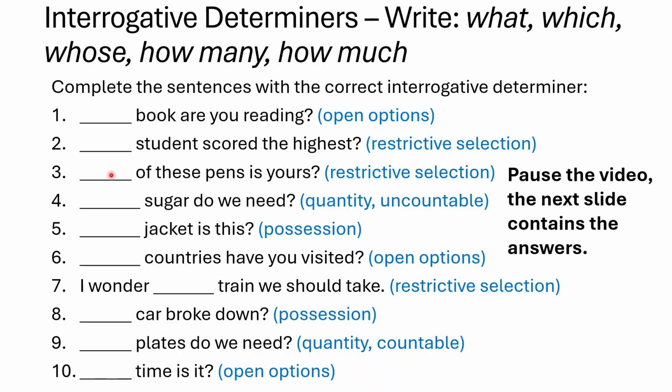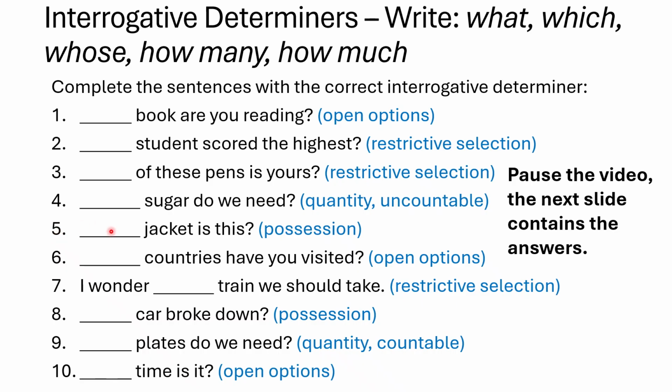3. Which of these pens is yours. The interrogative determiner needs to indicate a restrictive selection. 4. How much sugar do we need? The interrogative determiner needs to indicate the quantity of uncountable nouns.